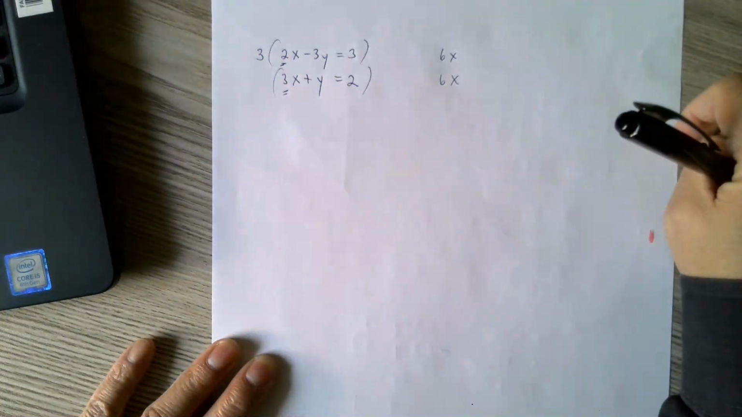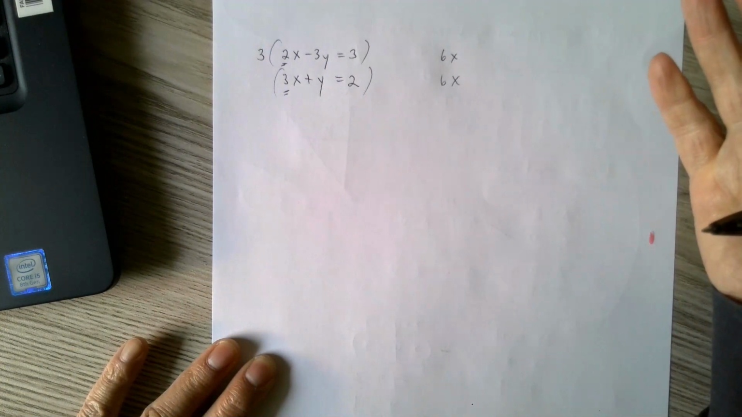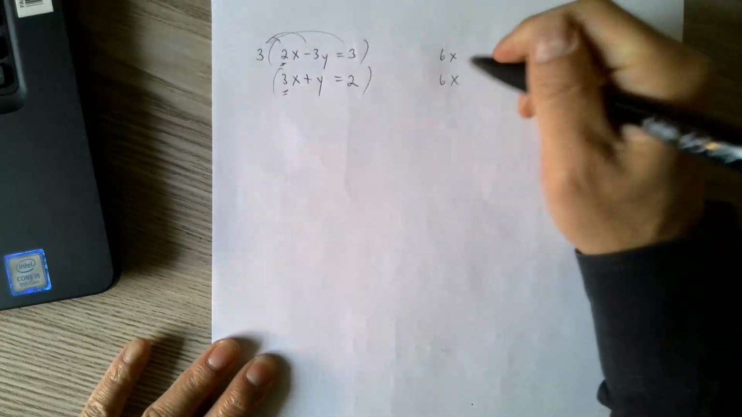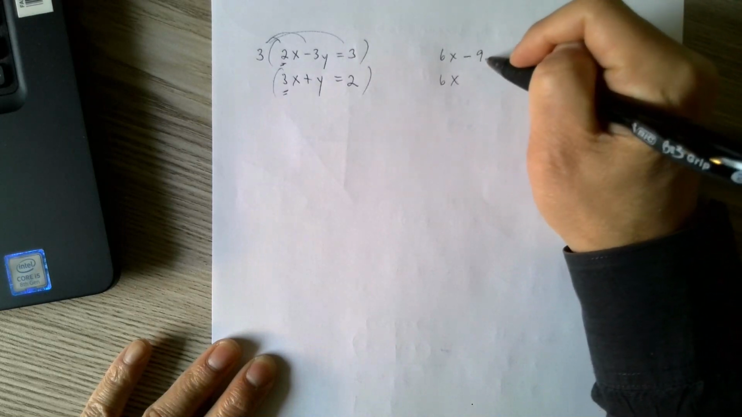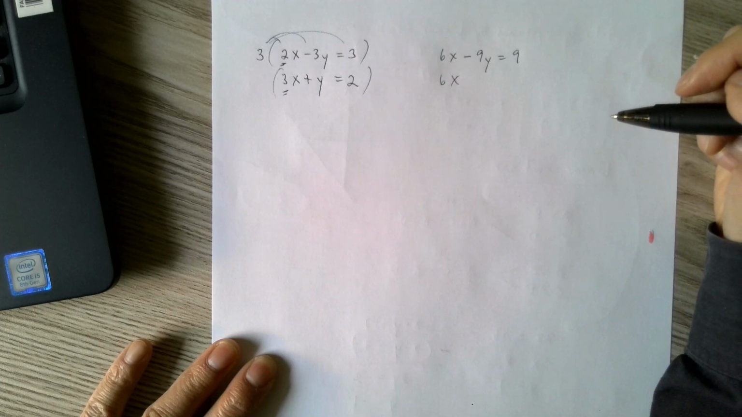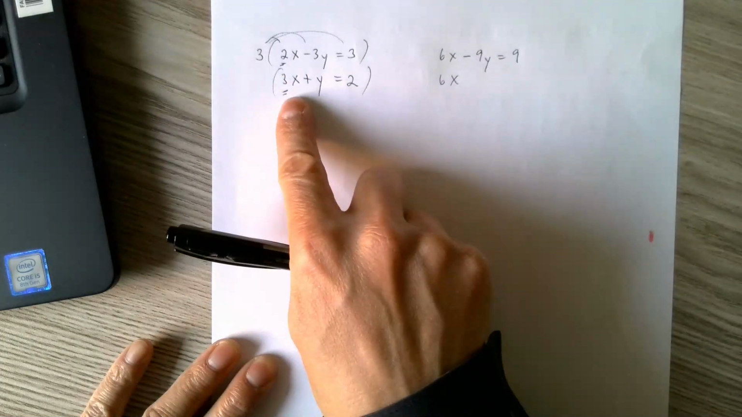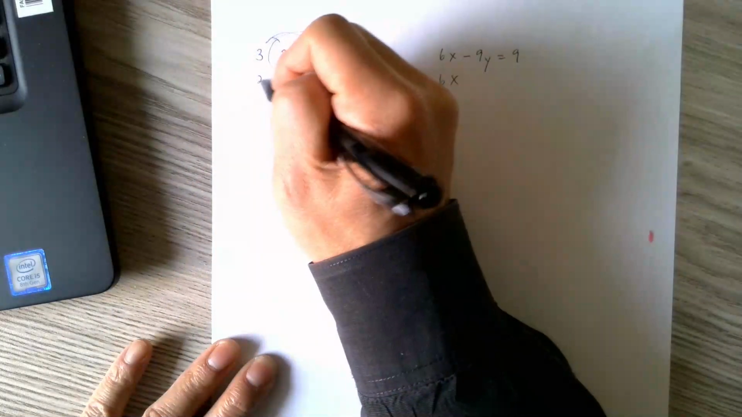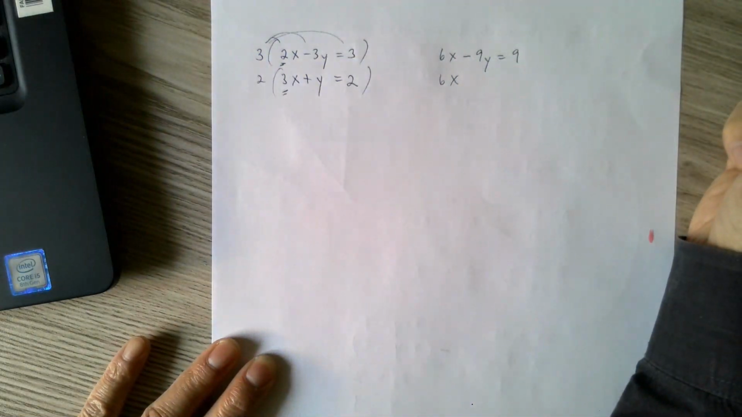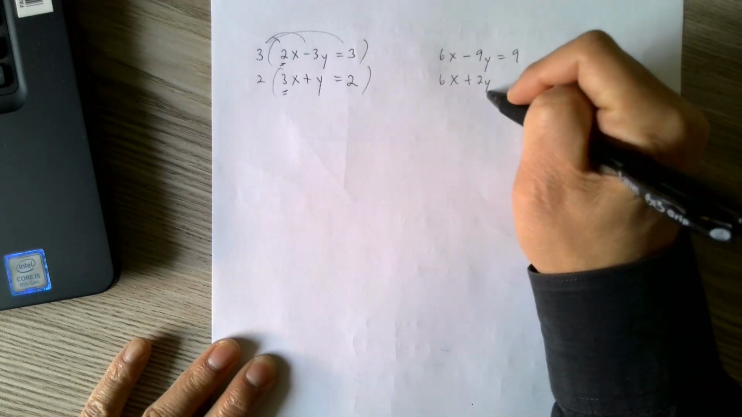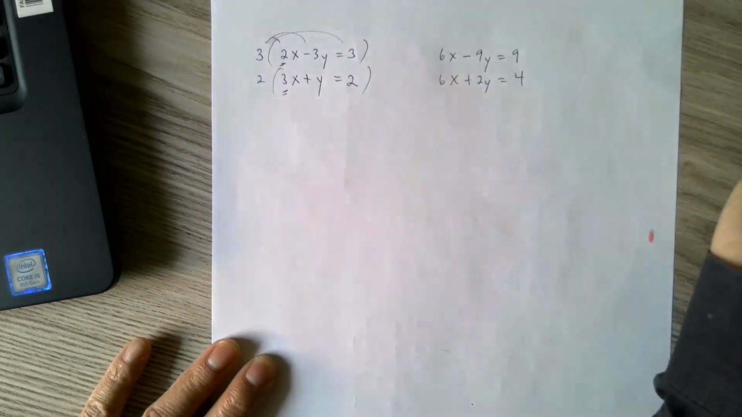If I multiply the first equation by 3, that'll accomplish the job. But remember, I have to multiply everything by 3. So the first equation turns into 6x minus 9y equals 9. The second equation, I can turn the x term into 6x if I multiply everything by 2. So that'll turn it into 6x plus 2y equals 4.